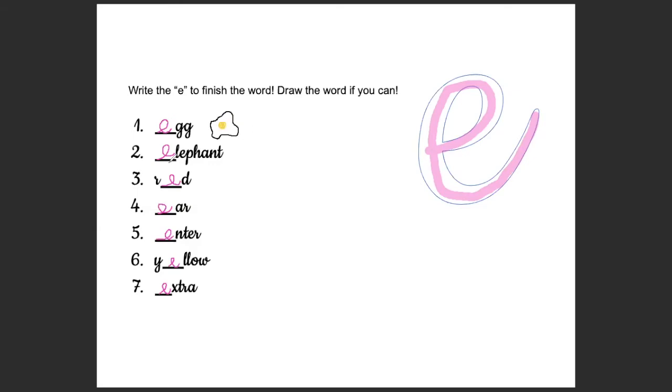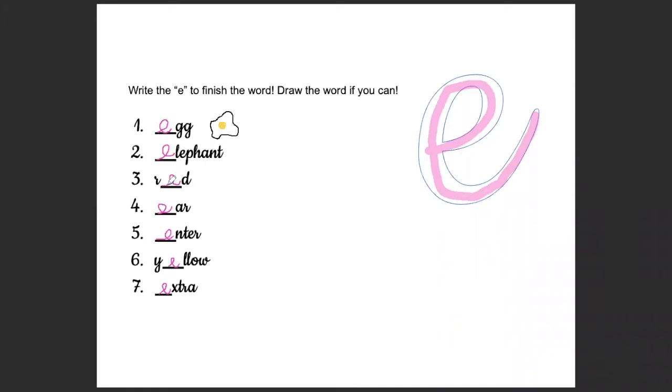The next word is a very challenging word. Can you help me sound it out? Elephant. We drew an elephant on the last page. How many E's does the word elephant have? It has 2 sounds.